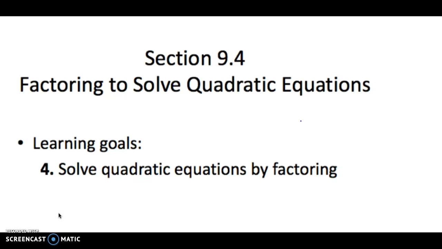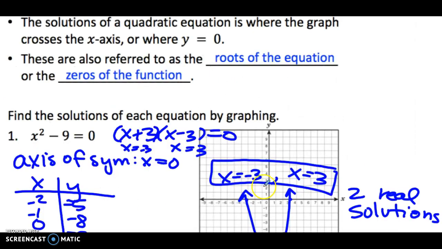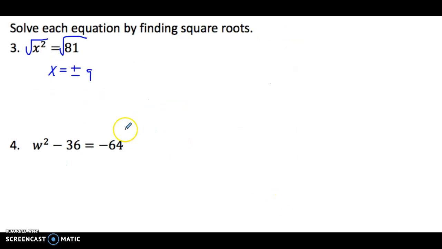quadratic equations by factoring. So 2 lessons ago we solved quadratic equations by graphing. Remember, when you solve it by graphing, it's where the equation crosses the x-axis, where the graph crosses the x-axis right here. So the solutions to this problem were when x is -3 and x is +3. And then I also had you solve each equation by finding the square root. So if you take the square root of each side, you would have gotten x equals ±9.